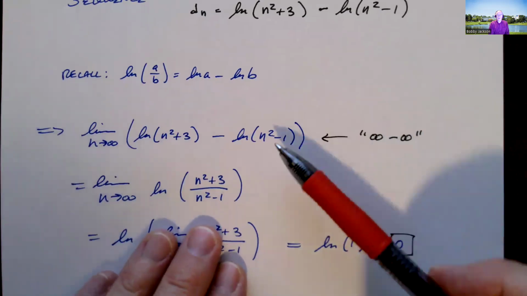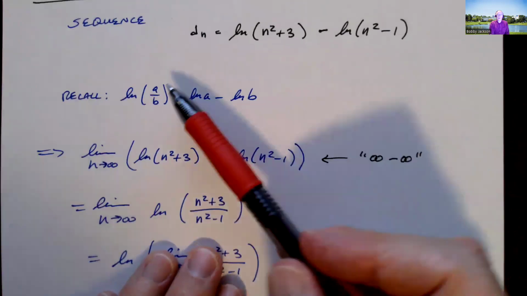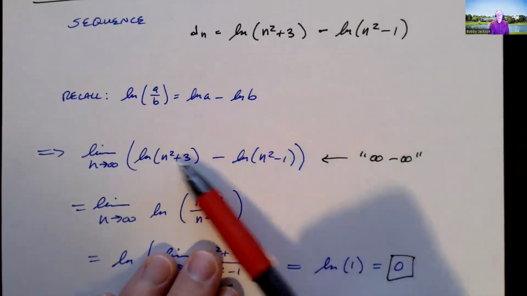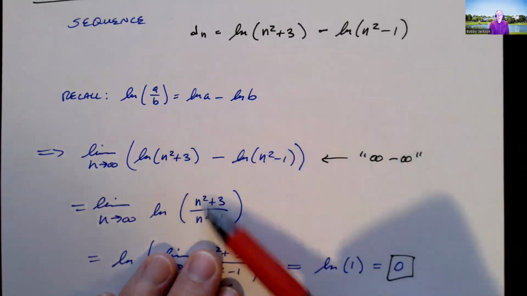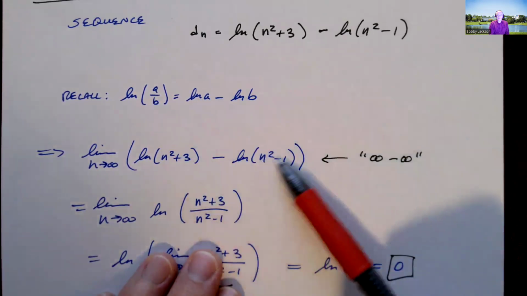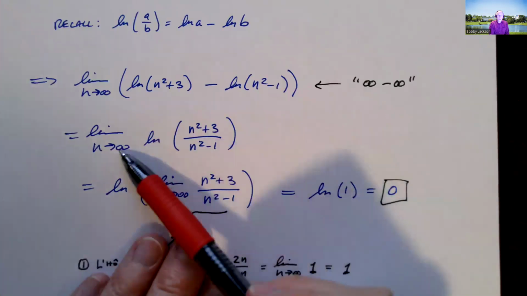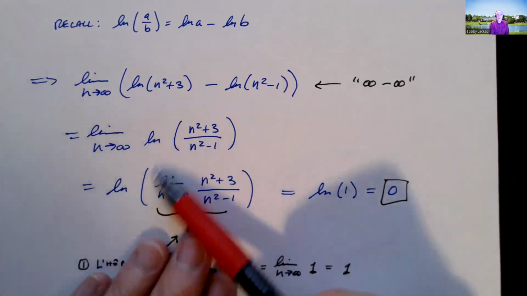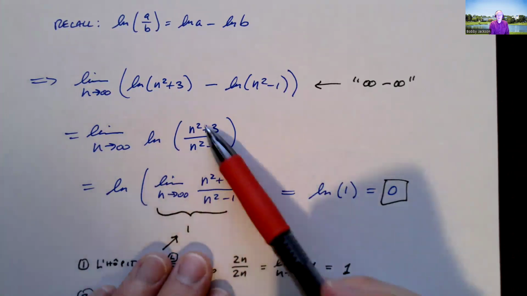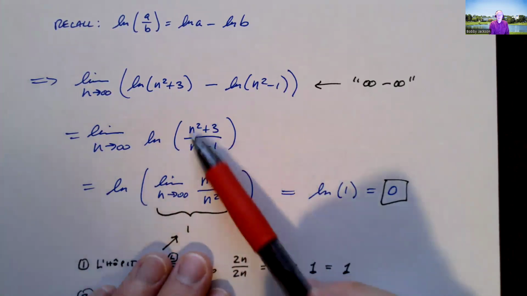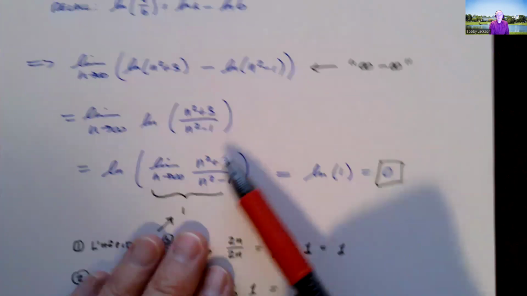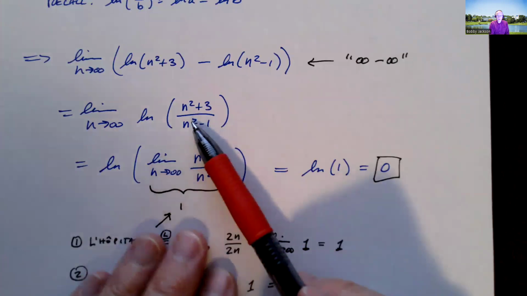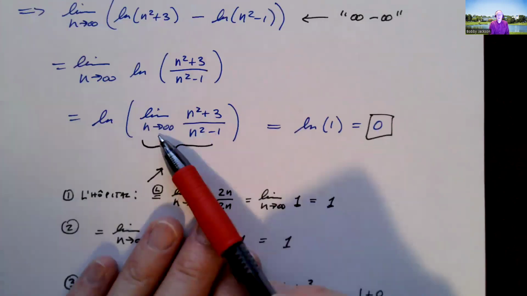All right, so what I'm going to do is take this property and rewrite the difference of logarithms, log of a minus log of b, as the log of the quotient, where a is n squared plus 3 and b is n squared minus 1. And then I can take the limit, push it through, because the natural log is continuous on its domain. And for n greater than 1, this expression is always positive and increasing. So we're fine there. And then what's the limit as n goes to infinity of this?